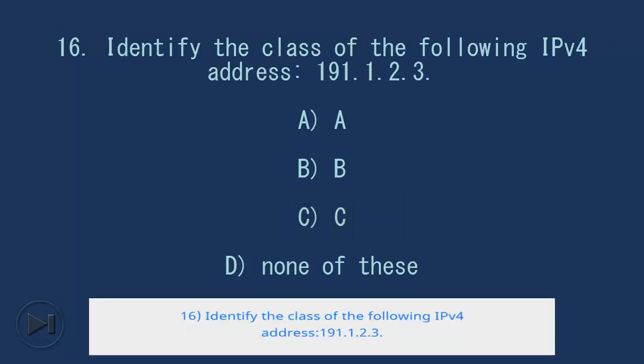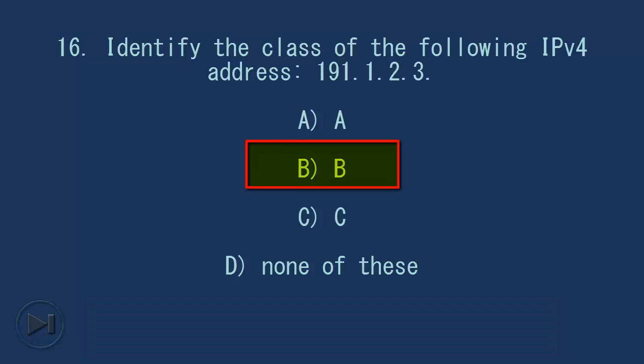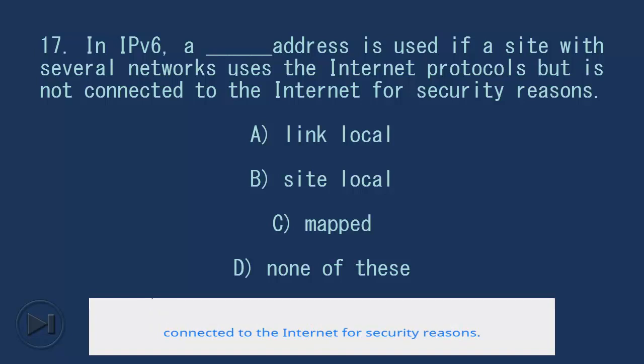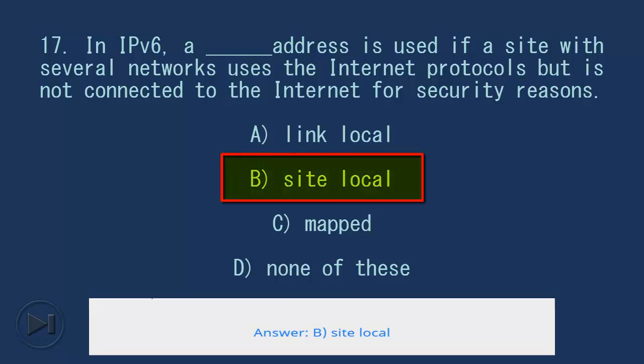16. Identify the class of the following IPv4 address, 191.1.2.3. A. Class A. B. Class B. C. Class C. D. None of these. Answer, B. Class B. 17. In IPv6, a blank address is used if a site with several networks uses the Internet protocols but is not connected to the Internet for security reasons. A. Link local. B. Site local. C. Mapped. D. None of these. Answer, B. Site local.